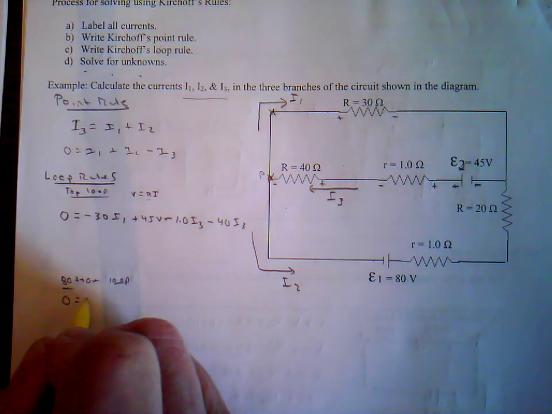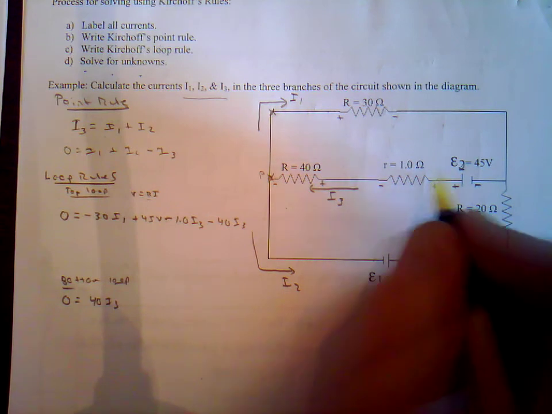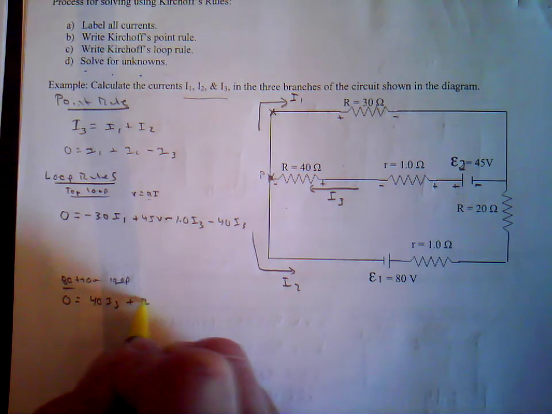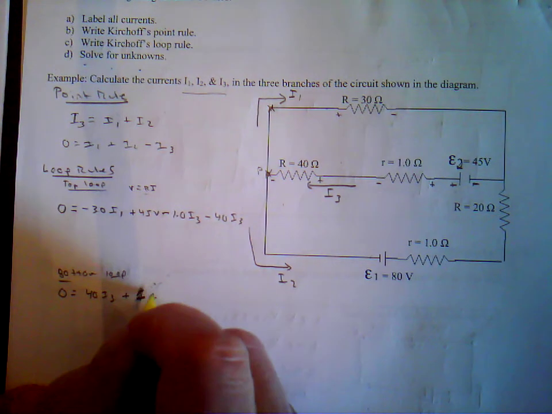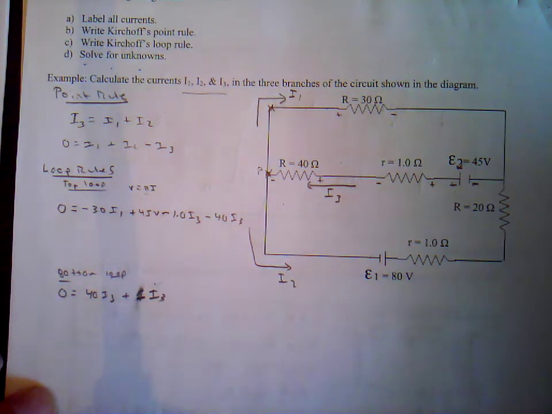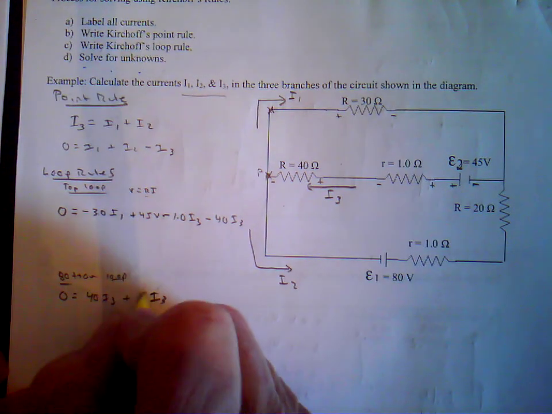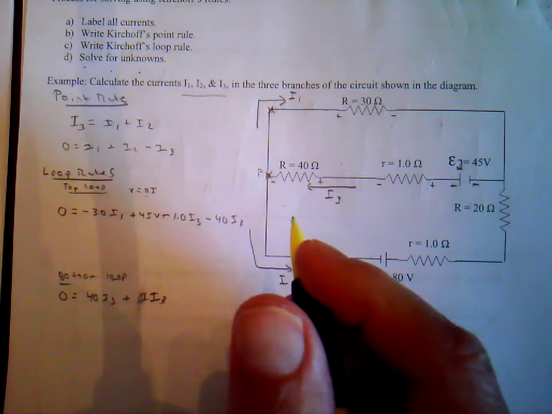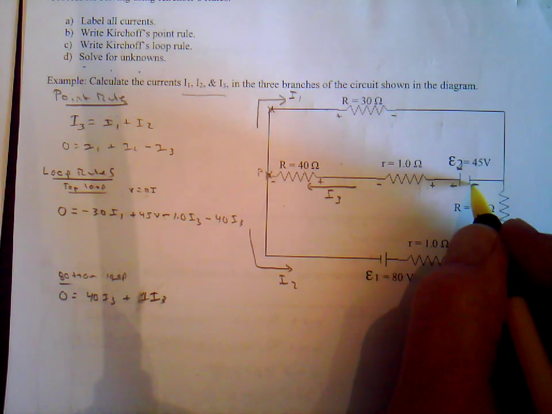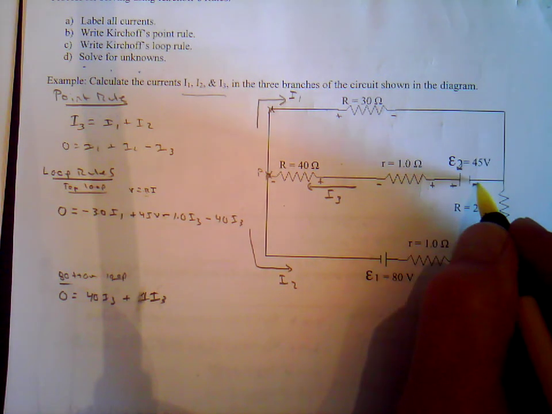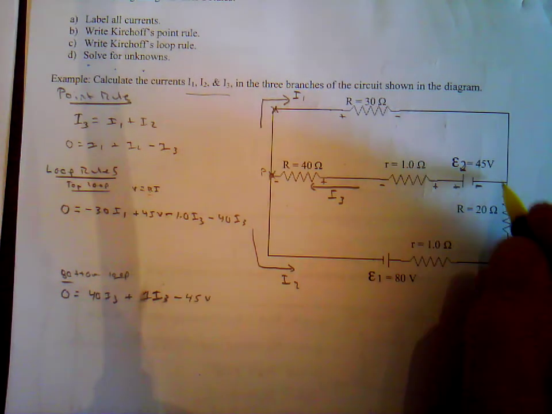So this is going to be a positive 40 I3. Then I hit this resistor, again, we're going negative to positive, so this is going to be a positive 1. Sorry, that's a 1. It's a 1 I3, or you can just put I3, that's the same thing. And then we're going from the positive to the negative terminal of the battery. Again, that's positive to negative, so we're decreasing voltage, that's going to be negative 45 volts.